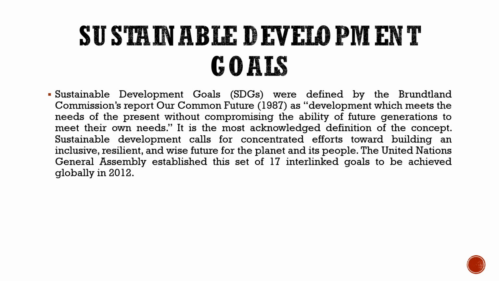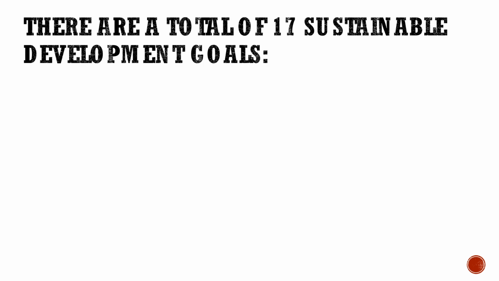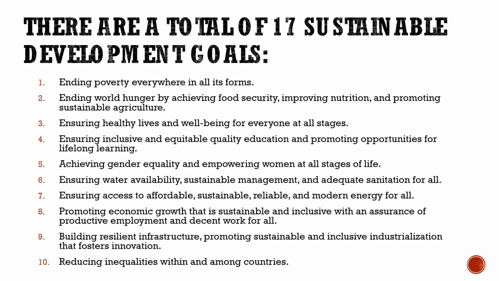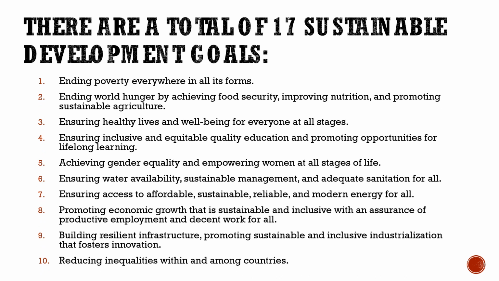Sustainable development calls for concentrated efforts towards building an inclusive, resilient, and wise future for the planet and its people. The United Nations General Assembly established this set of 17 interlinked goals to be achieved globally in 2012. There are a total of 17 Sustainable Development Goals. These are: first, ending poverty everywhere in all its forms. Second, ending world hunger by achieving food security, improving nutrition, and promoting sustainable agriculture.